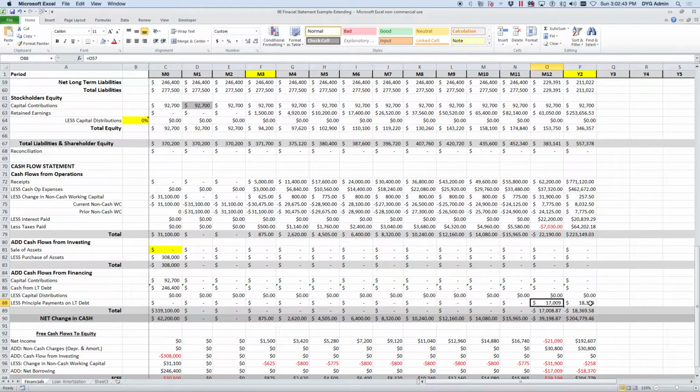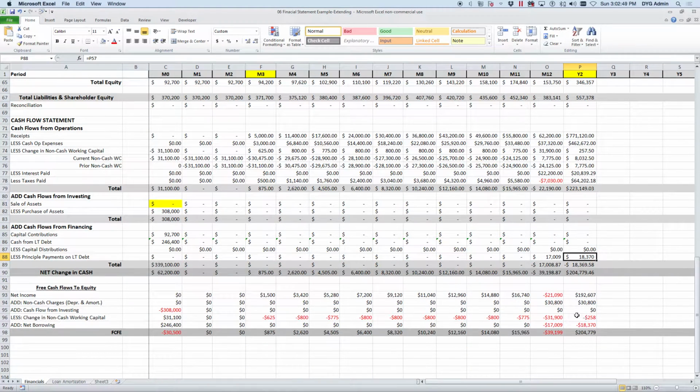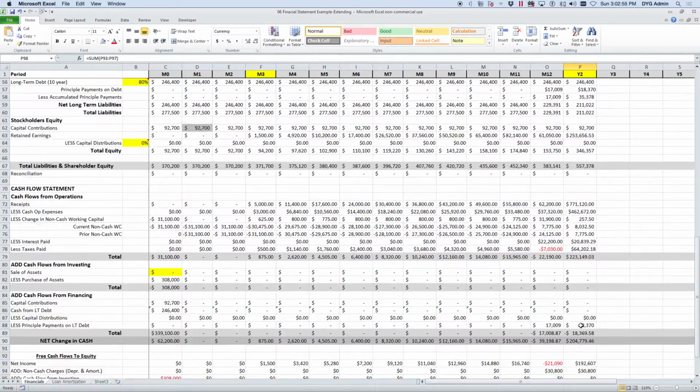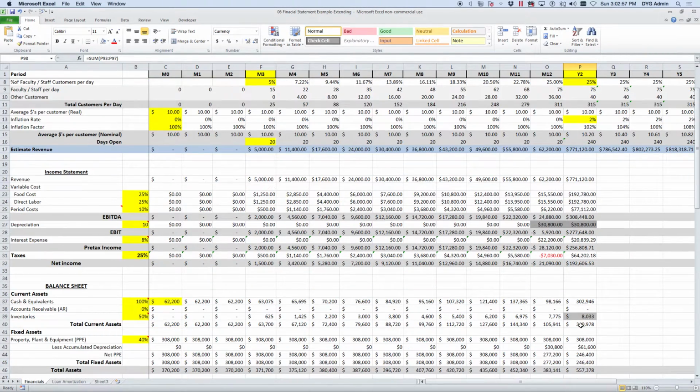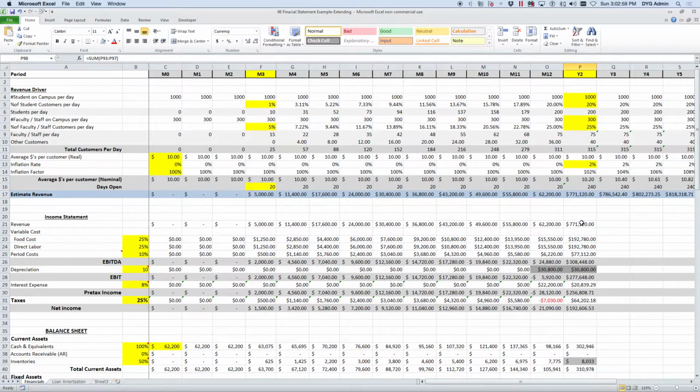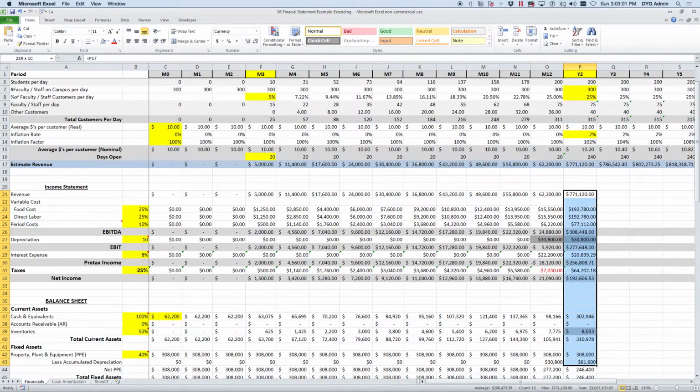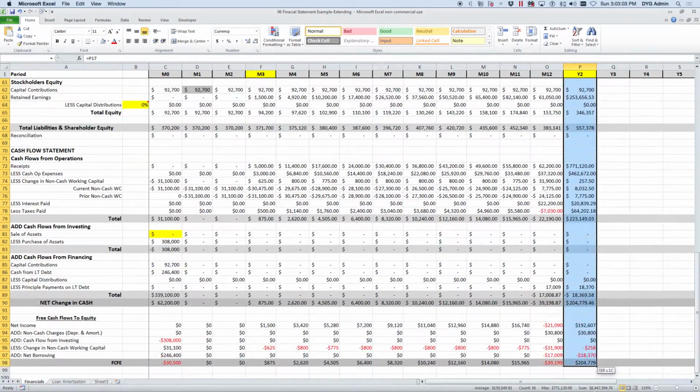So really the only thing going on here is that we're paying off principal on the long-term debt, so that's there. And of course the free cash flows to equity are just mathematically falling from that. So we're now in pretty good shape. So all we're going to do now is just drag this stuff over.